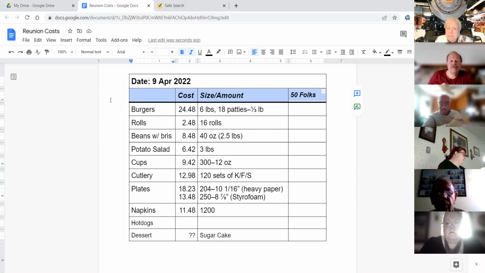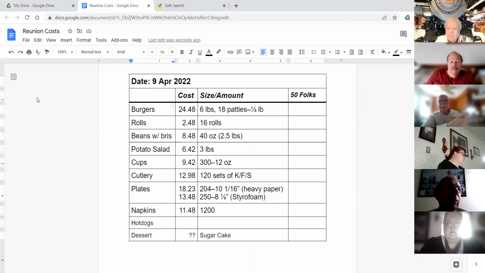So we're talking, if we got 50 people, we need 25 pounds of burgers and hot dogs. So, you could do 18 pounds of the burgers and 6 pounds of hot dogs and get pretty close to what you wanted to do. And then just get enough rolls to take care of them.